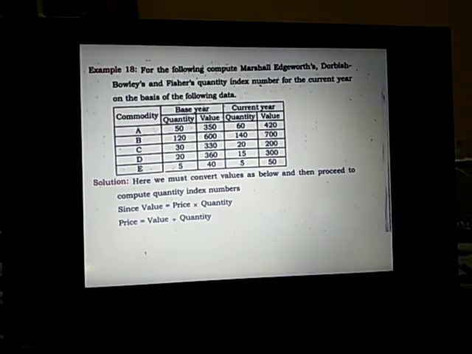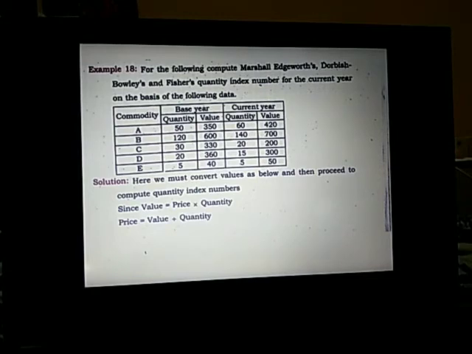We have the formula to calculate the price. So in the solution, here we must convert values as below and then proceed to compute the quantity index number. Since value is nothing but price into quantity, price will be nothing but value divided by quantity. So we'll find the value of each of the items for the base year as well as the current year using the formula value divided by quantity.